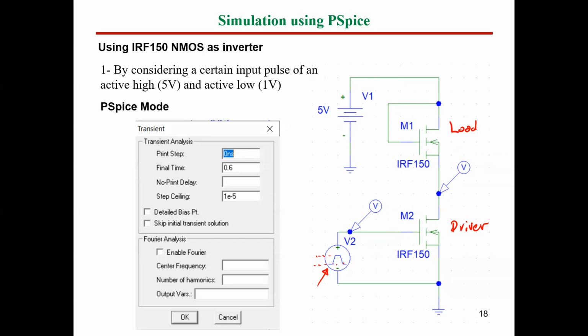So I'm going to consider the low volt as 1 volt and the high volt as 5 volt and figure out what would be the shape of the output volt according to this supply. This mode, guys, is called transient mode. So we need to figure out the pulse with time. Okay, so transient mode in PSpice is going to display the values versus time. So let's make this simulation and see together what would be the performance.